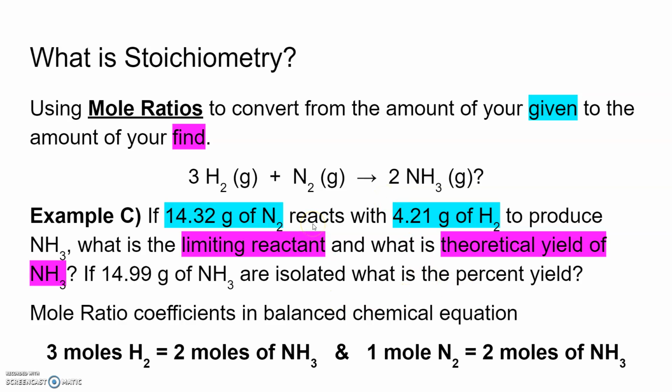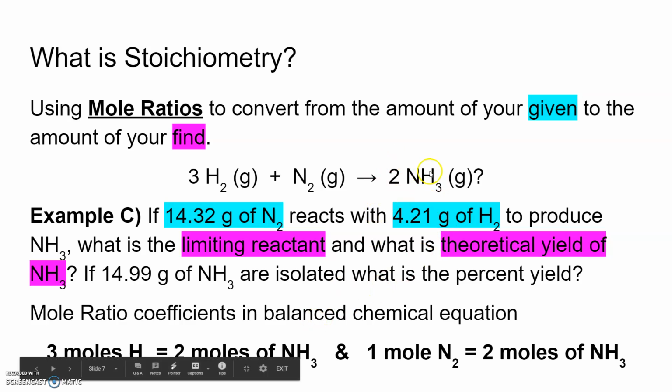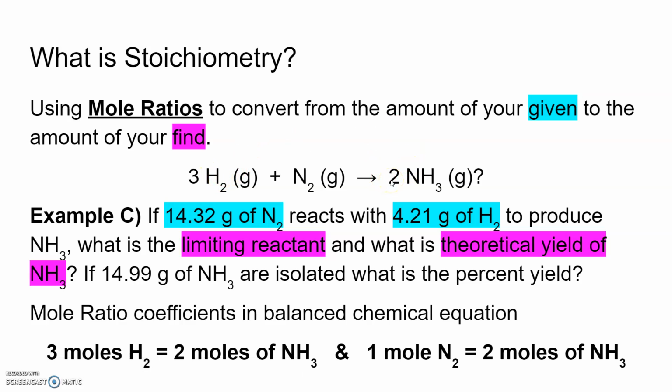And since this is a limiting reactant theoretical yield problem, you're actually given 2 givens, the amount of N2, 14.32 grams, and the amount of H2, 4.21 grams. And you're trying to find the amount of NH3 that can be produced from both of those reactants. So in that case, you actually have 2 sets of mole ratios, the 3 to 2, so 3 moles of H2 to 2 moles of NH3. And then the other one is the 1 mole of N2 to the 2 moles of NH3.